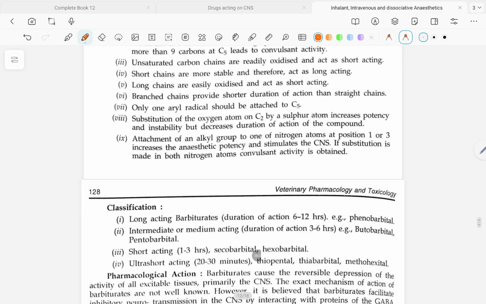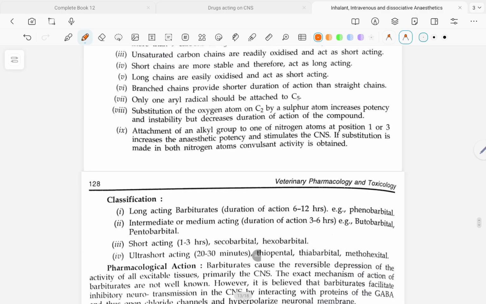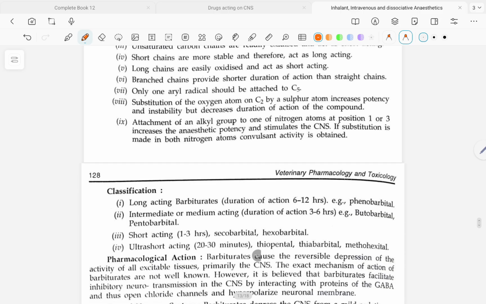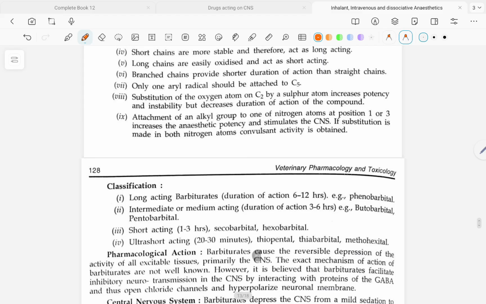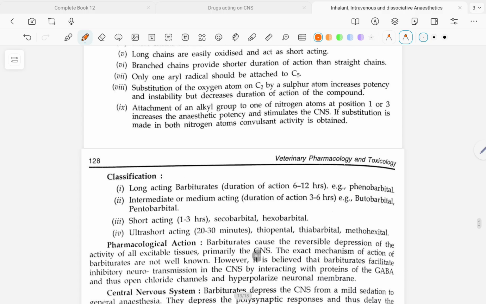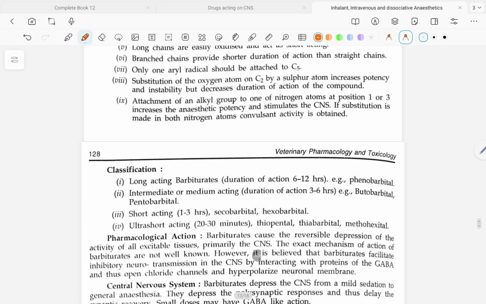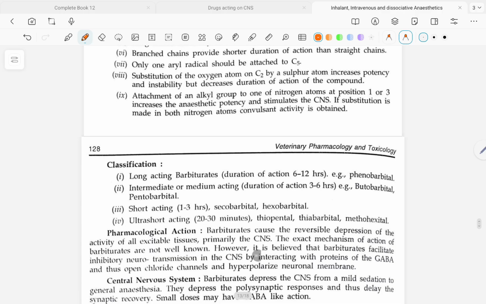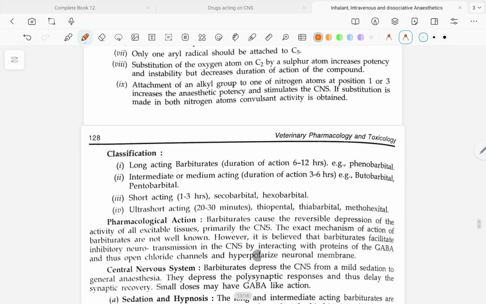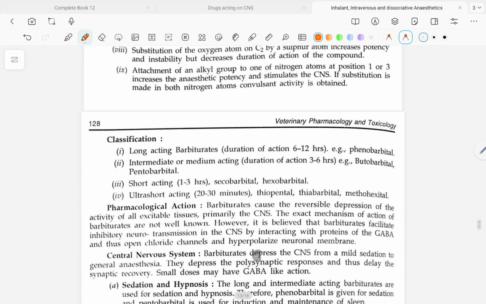Substitution of the oxygen atom on C2 by a sulfur atom increases potency and instability but decreases duration of action of the compound. Attachment of an alkyl group to one of the nitrogen atoms at position 1 or 3 increases the anesthetic potency and stimulates the CNS. If substitution is made on both nitrogen atoms, convulsant activity is obtained.